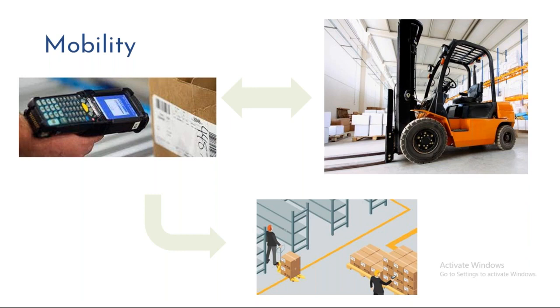And also we have something related to resource management. So this, the forklift, what you see here, I can consider as a resource. So the main difference between WM and EWM, in case you are from a WM background: in WM, we don't have a functionality of resource management.